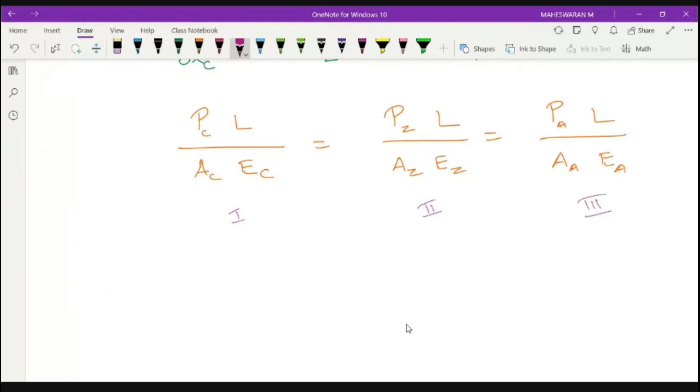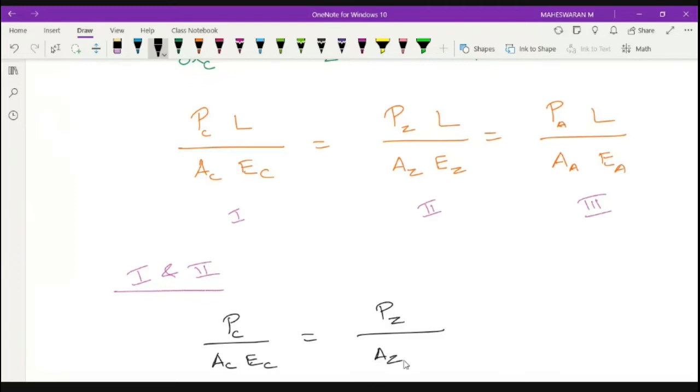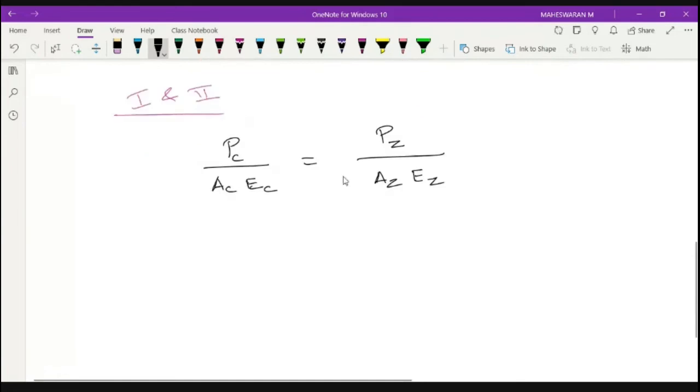To solve this, let me relate 1 and 2 first. If I relate 1 and 2, I will get PC divided by AC EC is equal to PZ divided by AZ EZ. L is a common term, so I can cancel that. In that case, I can write the relation of PC in terms of PZ.